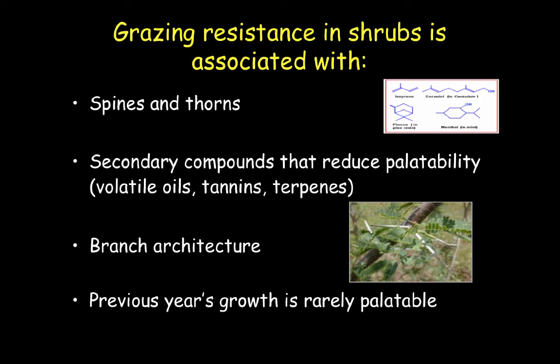So when we're talking about shrubs specifically, shrubs have really developed a series of spines and thorns, which are morphological characteristics. They also develop secondary compounds such as really nasty volatile oils, tannins, and terpenes. And those really make the plant very bitter. And if consumed in a really large quantity, a lot of them have detrimental effects to brain tissue.